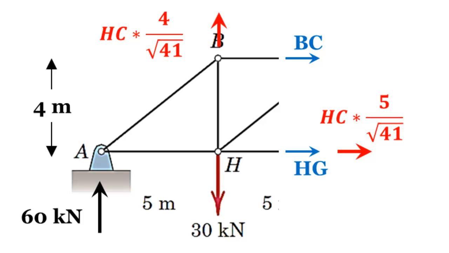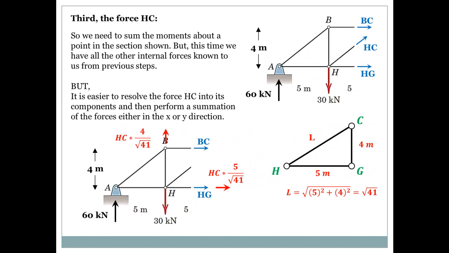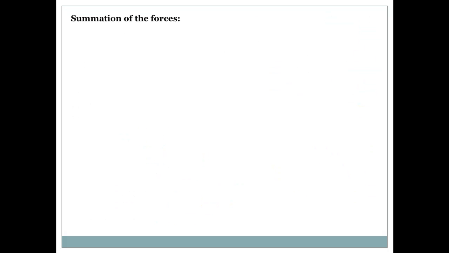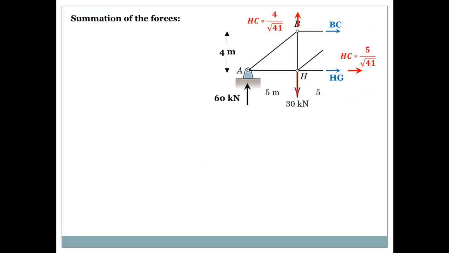Now take a look at this figure. Now we don't have an inclined member or an inclined force. All we can do now is use either the summation of the forces in the X direction or the summation of the forces in the Y direction, but we're going to use both just to double check. So, summation of the forces. Let us do the summation in the Y direction first.